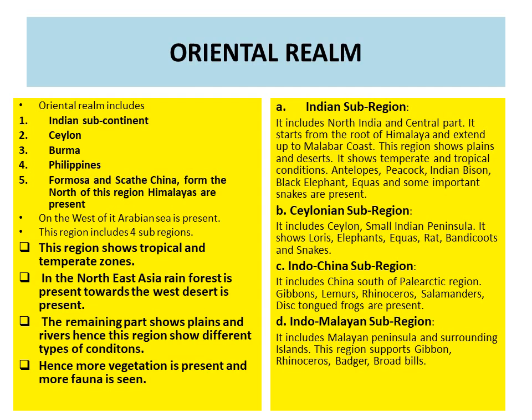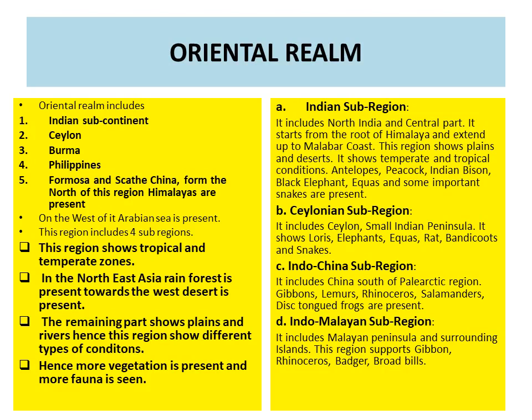On the west, the Arabian Sea is present. It is divided into 4 subregions. These regions show tropical and temperate zones. In Northeast Asia, rainforest is present; towards the west, desert is present. The remaining part shows plains and rivers, hence this region shows different types of conditions. More vegetation is present, more fauna is seen.